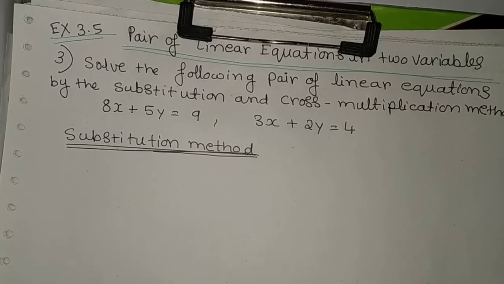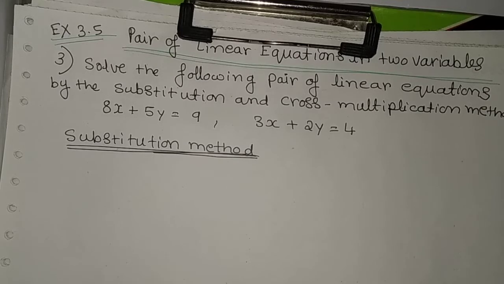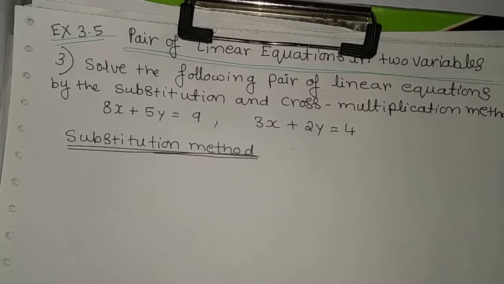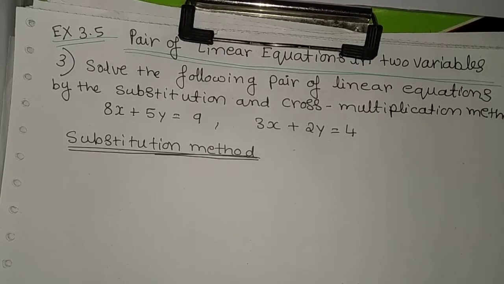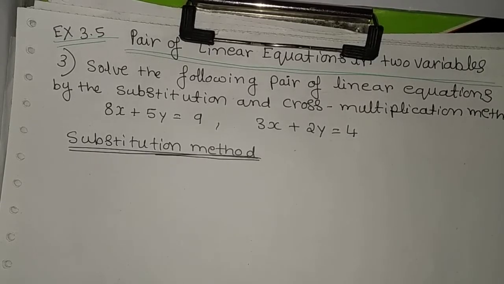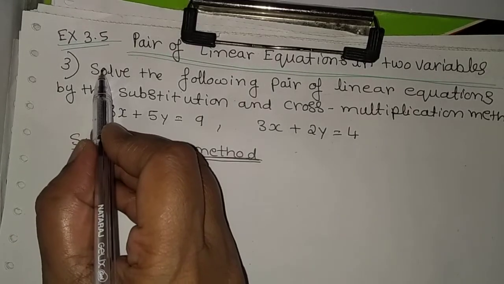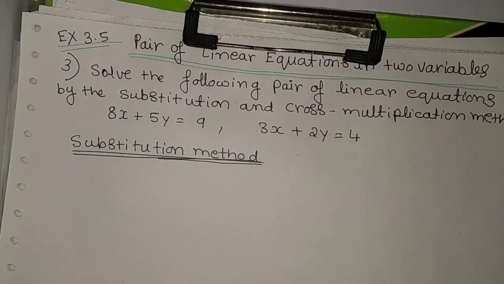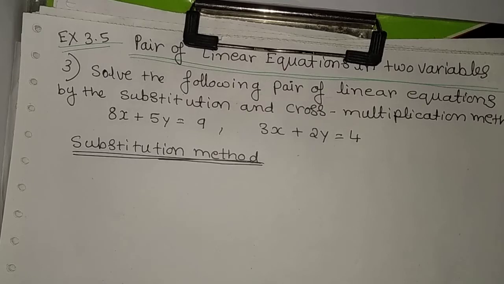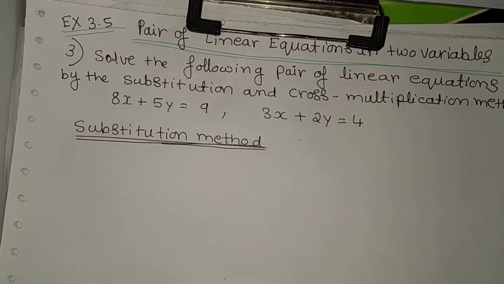Hello students, in today's class we continue the pair of linear equations in two variables. That is exercise 3.5, third problem. The problem given is: solve the following pair of linear equations by substitution method and also cross multiplication method. Two equations are given, so we have to solve this by both the substitution and cross multiplication methods.